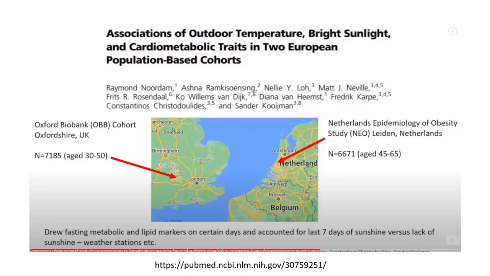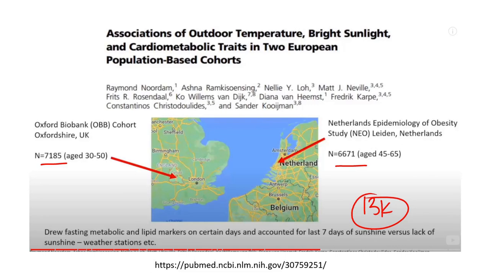Now, that reminds me of a study that we did looking at this in Europe. So here was an interesting study that looked at bright sunlight and the cardiometabolic traits of two European population-based cohorts. They did this study in Oxford, England, and also in Leiden, the Netherlands. The total was about 13,000 subjects. So it was a big study.